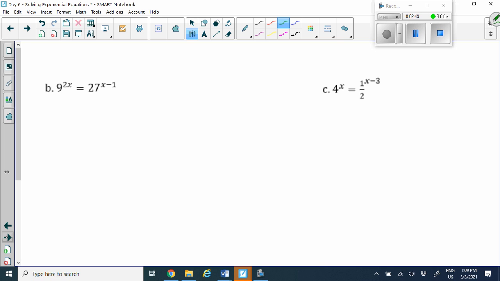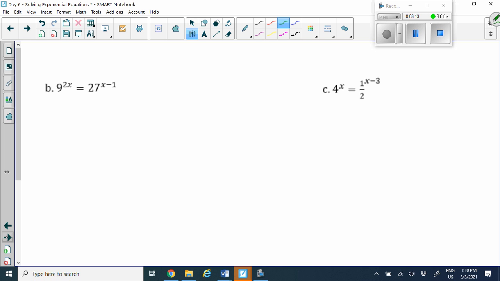We have 9 to the 2x equals 27 to the x minus 1. Now notice here the bases are not the same. We have to make sure the bases are the same so we can set the exponents equal. Now we have to think, okay, is there a number that 9 and 27 can both be written as an exponential of?